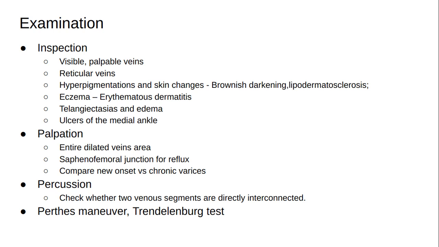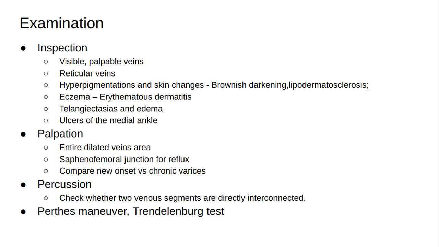Telangiectasias and edema. Ulcers of the medial ankle. Palpation: the entire surface of the skin is palpated lightly for dilated veins. Palpate the saphenofemoral junction for reflux, palpated 2 finger breadths below the inguinal ligament and just medial to the femoral artery. If reflux is present, a forced coughing maneuver may produce a palpable thrill or sudden expansion at this level.